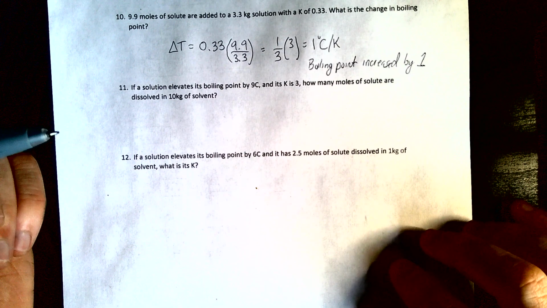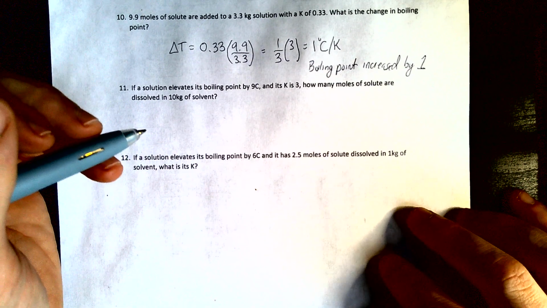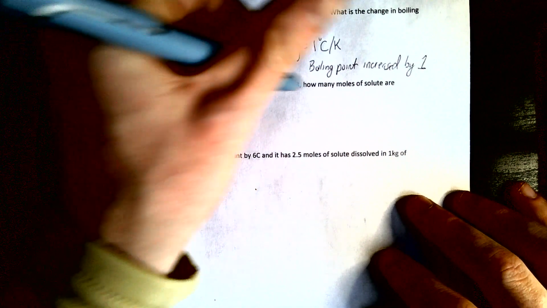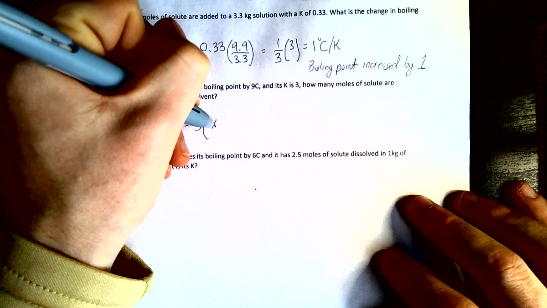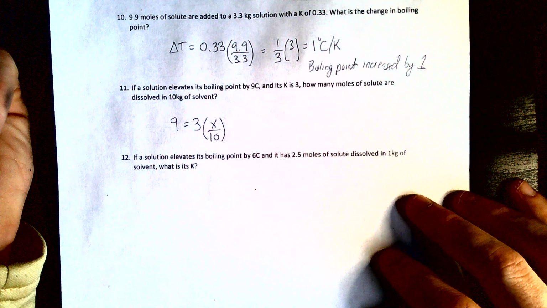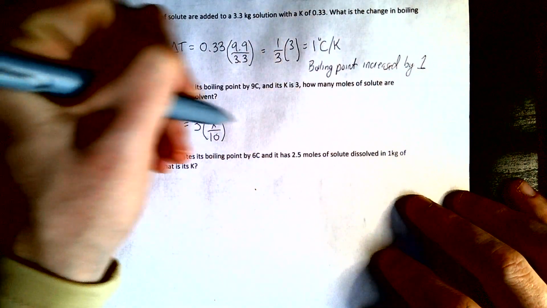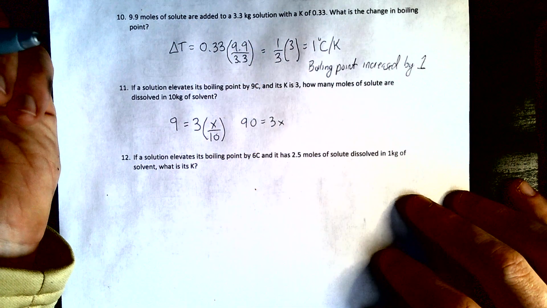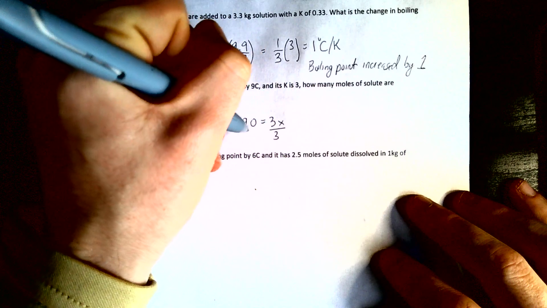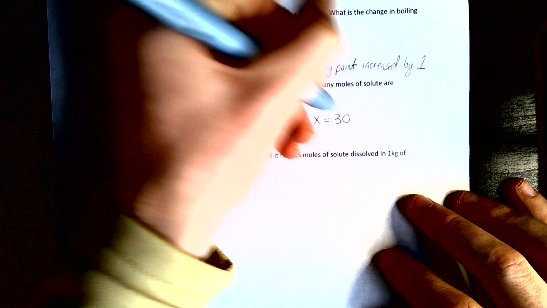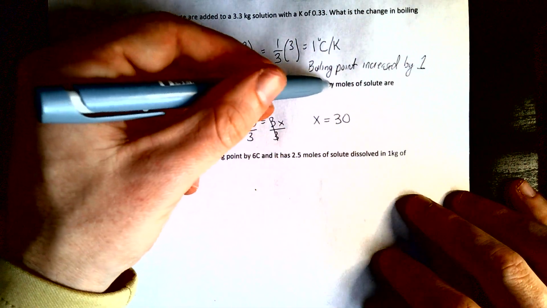Number 11. Here, elevation of the boiling point is 9 degrees Celsius. K is 3. We want to know how many moles, and there's 10 kilograms of solvent. I'm going to multiply by 10 on both sides, and then divide by 3. X equals 30, and in this case it's 30 moles that we solve for.